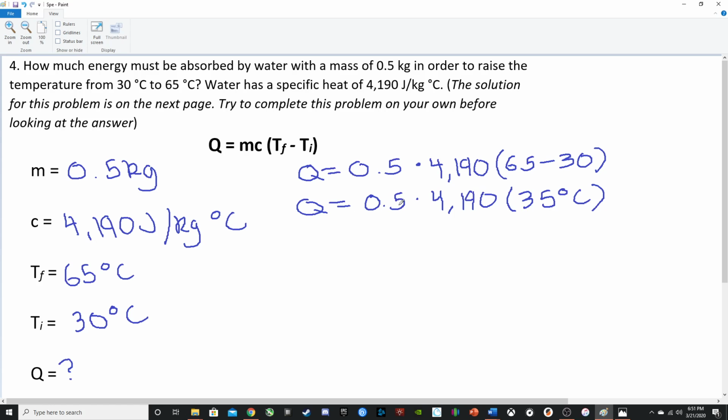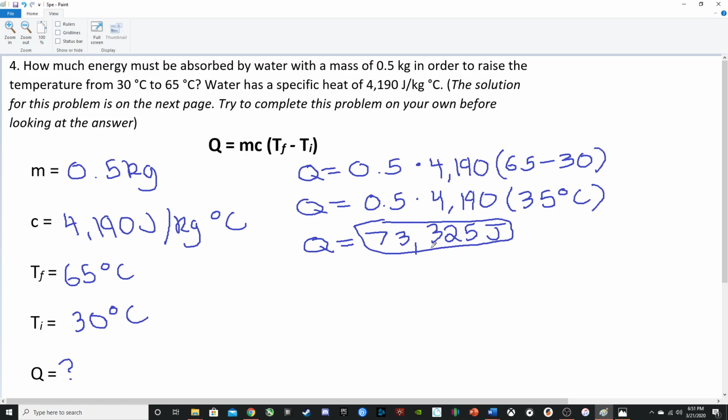So it should be 0.5 times 4,190 multiplied by 35 degrees Celsius, and your final answer should be that Q, or heat, is going to be equal to about 73,325. And then ask yourself what the units should be. If we just calculated energy, what's the energy units? And it should be joules. So that right there should be your final answer for this problem.